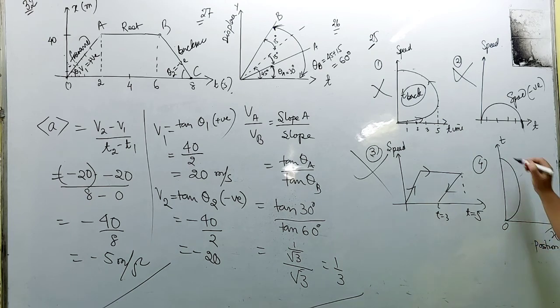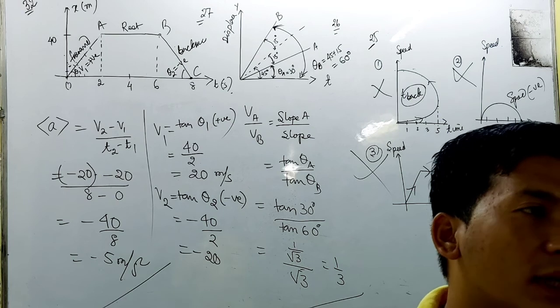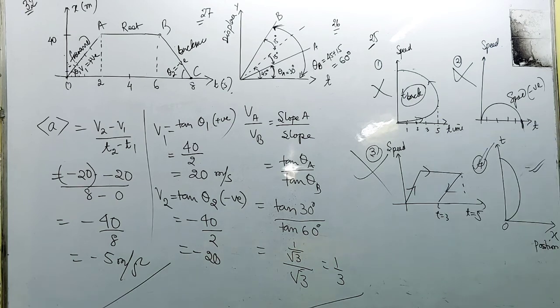What would be the interpretation for your graph number 4? The body returns back to the original position. Taking time along the axis, this is 1 second, this is 2, this is 3, this is 4, this is 5, this is 6, this is 7, this is 8. The position increases and then decreases.